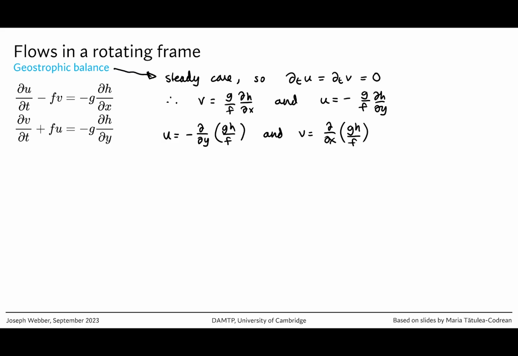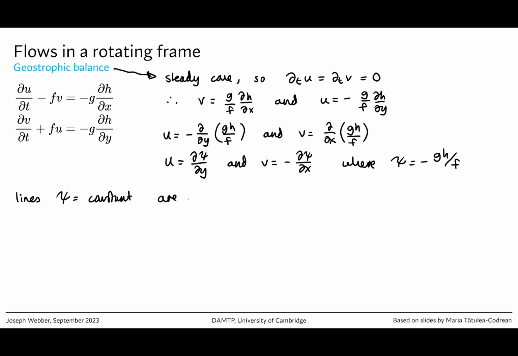or it should begin to look somewhat familiar, because -gh/f is actually acting as a stream function for the velocity field. So remember that when we have a stream function, u = dψ/dy, and v = -dψ/dx, where ψ = -gh/f. Now, remembering streamlines, lines where ψ is constant are streamlines, i.e. the flow flows along lines ψ = constant.